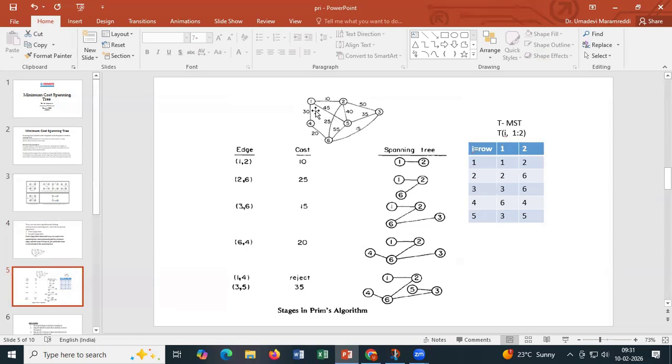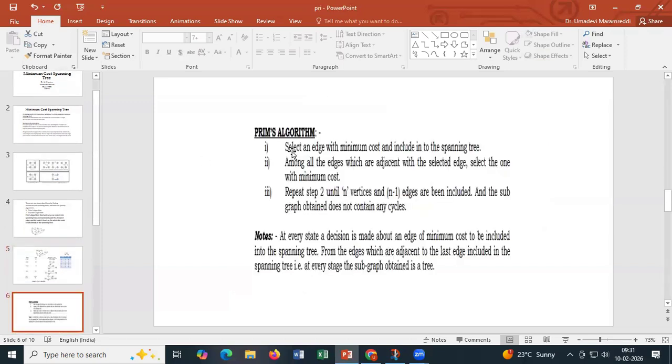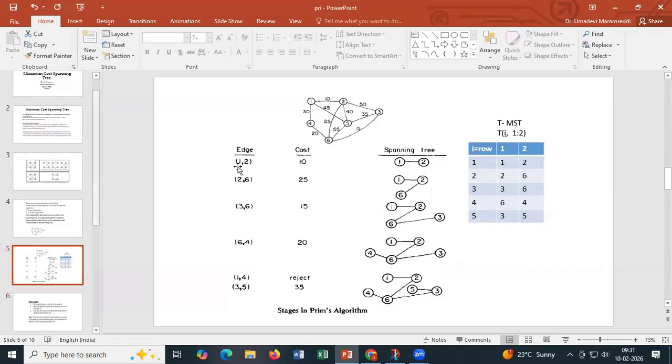1 is connected with 4, 5 and 2. 2 is connected with 6, 5, 3. Among these you have to find the minimum. So here Prim's algorithm follows the adjacency. You can see the explanation. Select an edge with minimum cost and include it in the spanning tree. So here 1, 2 is the minimum cost. We include it in the spanning tree.